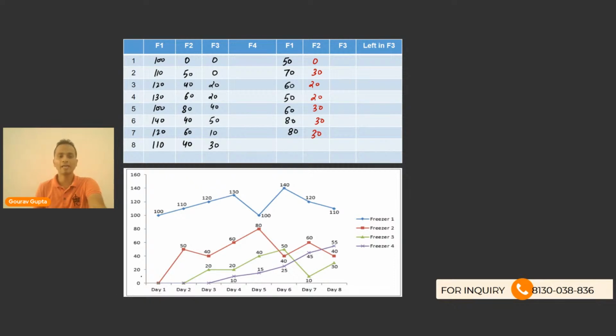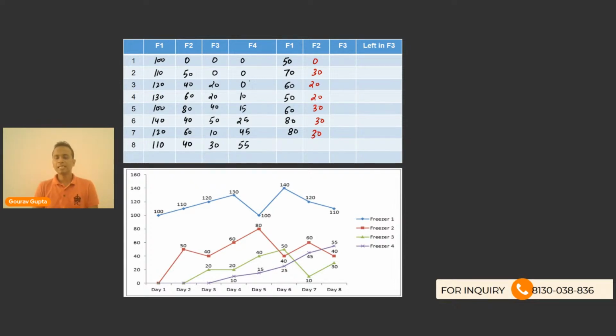Now I'll go back again to the graph, the line diagram, and we'll write the number of tubs in freezer 4 at the beginning of every day. Now freezer 4, we are adding the tubs, all right? So freezer 4, first day 0 tubs, second day 0 tubs, third day 0 tubs. Now fourth day there are 10, then 15, then 25, then 45, and then 55 tubs, right?